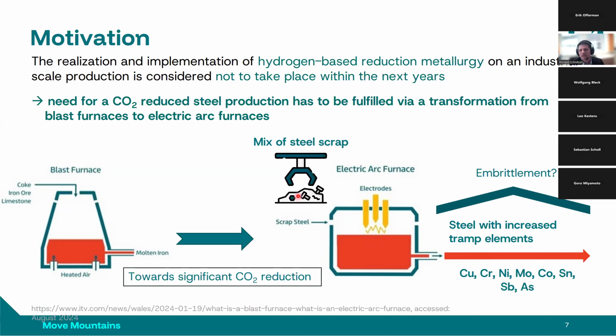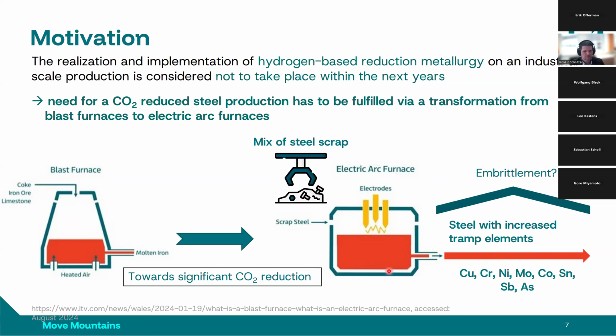share can be higher. And then the big question is, what do increased tramp elements, what effect do they have on, for example, the microstructure, the nanostructure, and of course also maybe an embrittlement of your final steel products. Elements which are expected to increase with this higher share of scrap are copper, chromium, nickel, molybdenum, cobalt, tin, antimony, arsenic. Of course, always important to mention, chromium or nickel or molybdenum are also alloying elements.